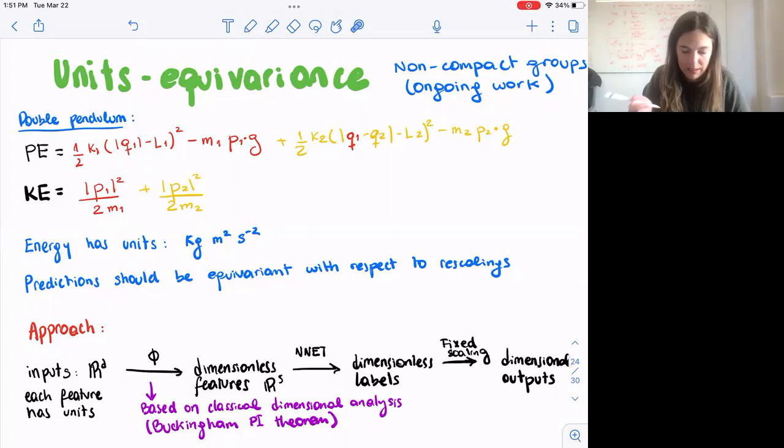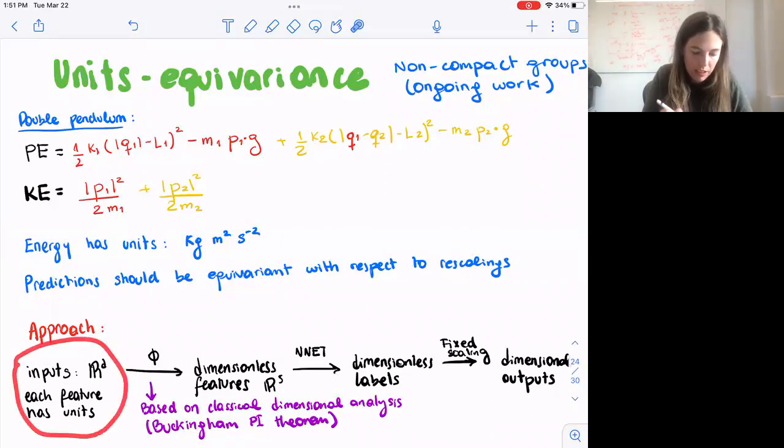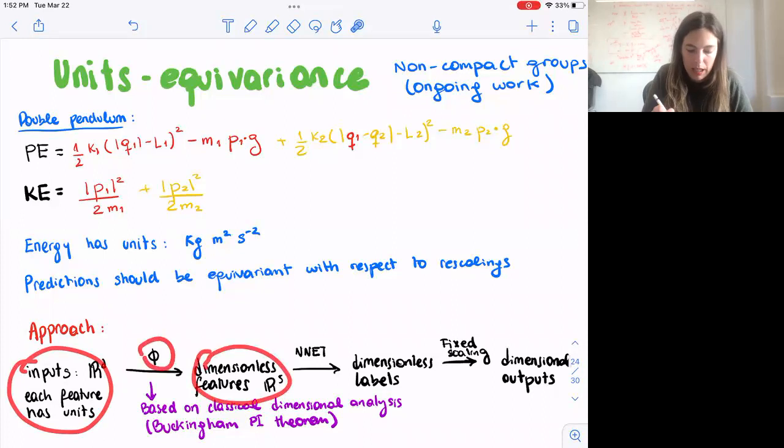And so how can we parameterize the space of functions that do that? Well, there's a very classical, very old theory called dimensional analysis, whose main result is the Buckingham Pi theorem. It says that if you have a function with inputs in R^d that each have units, then you can transform your inputs to a dimensionless feature space. Then any function that is unit equivariant, or equivariant with respect to rescalings, can be expressed as a function of these dimensionless features.